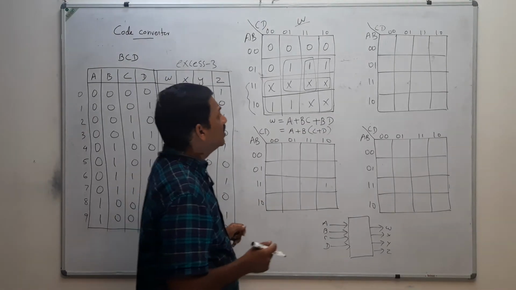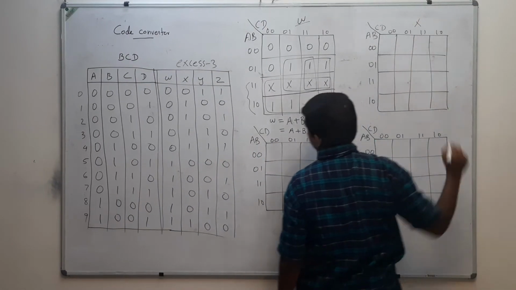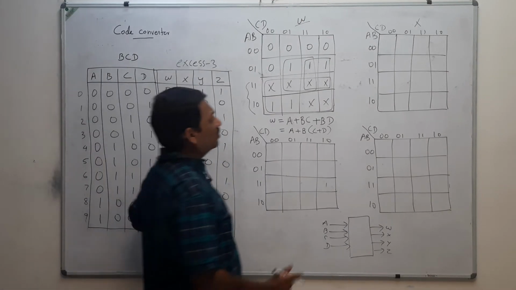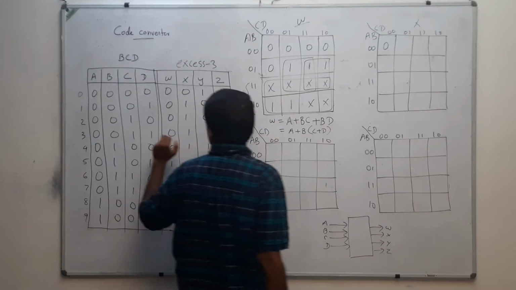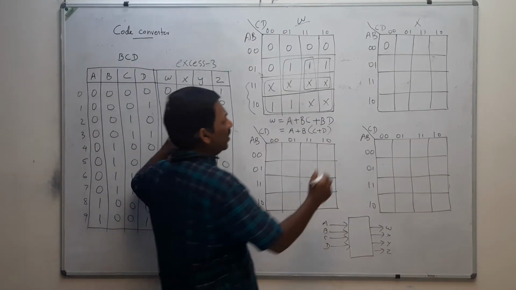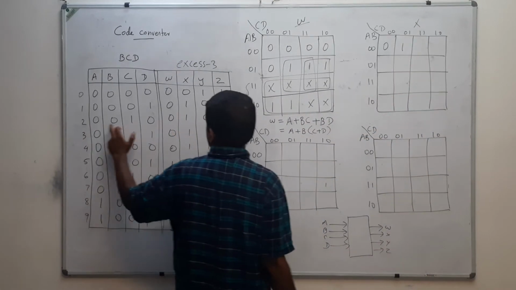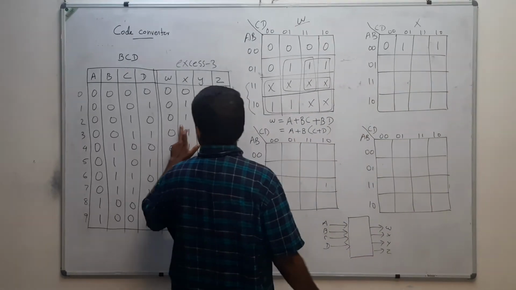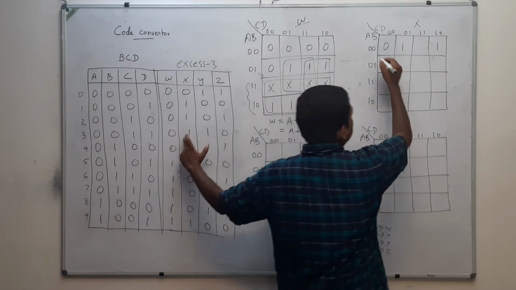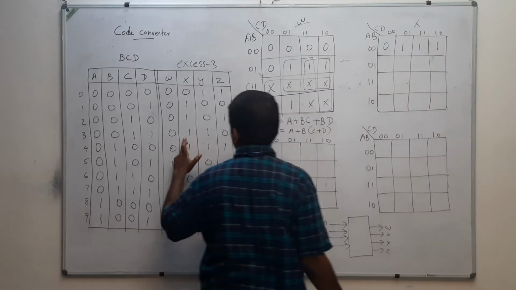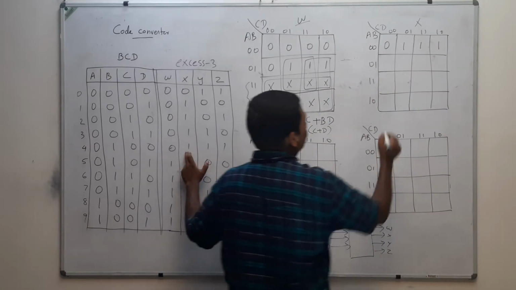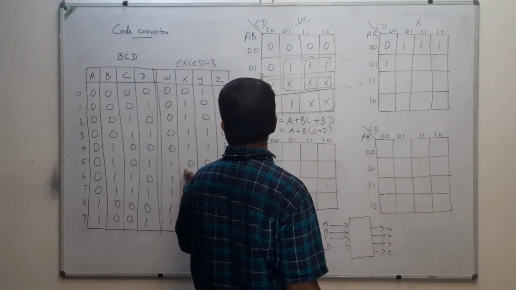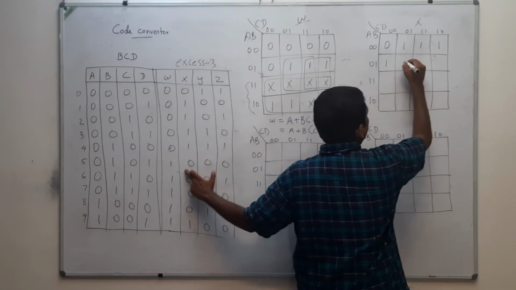Okay. Now what about X? W, X, Y, Z. X is 0, 0, 0, 0, it is 0. 0, 0, 0, 1, the value is 1. 0, 0, 1, 0, the value is 1. 0, 0, 1, 1, the value is 1. 0, 1, 0, 0, the value is 1. Then 0, 1, 0, 1, the value is 0.